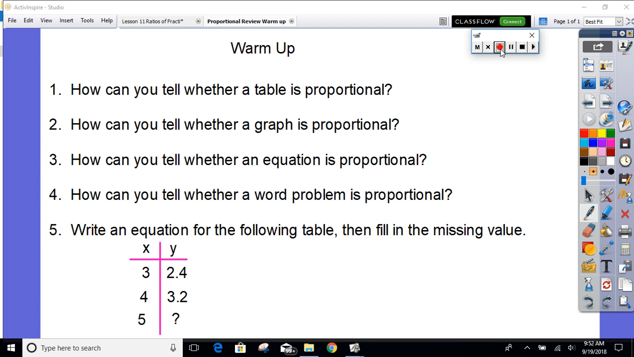So question 1, how can you tell whether a table is proportional? Kendra, what do you think? How can you tell when you have a table whether it's proportional or not? That's excellent. If the ratios are the same. So let's write that up there. If the ratios, I'm going to leave a space there, are the same. What ratios specifically am I checking? Excellent. Y over X. So if the ratios, I'll put that in parentheses, Y over X, are the same.